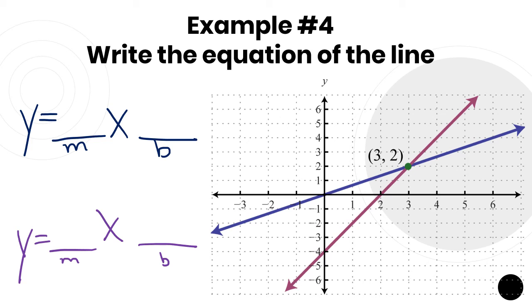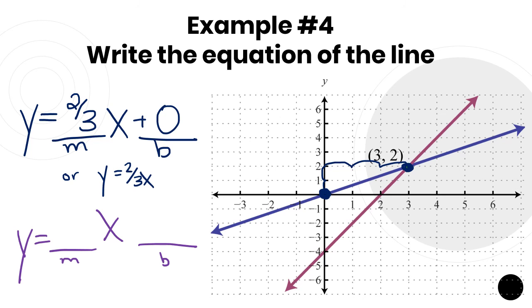Let's talk about the slope on the blue line. I see a dot here and I see a dot here. I'm rising 1, 2, and I'm running 1, 2, 3. So my slope is 2/3. b is the beginning. It begins on the y-axis at 0. Here you can put a plus or minus, or if you just want to leave it off, because adding a 0 doesn't change anything, it's up to you.